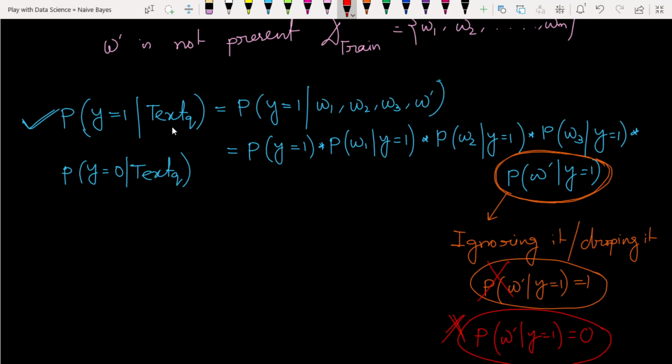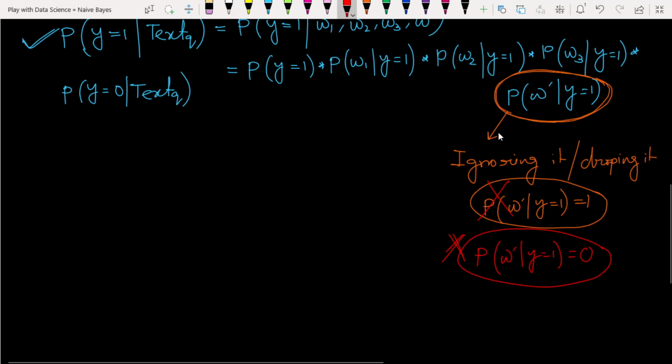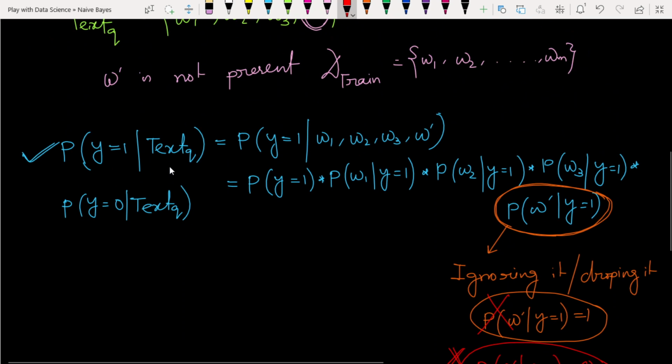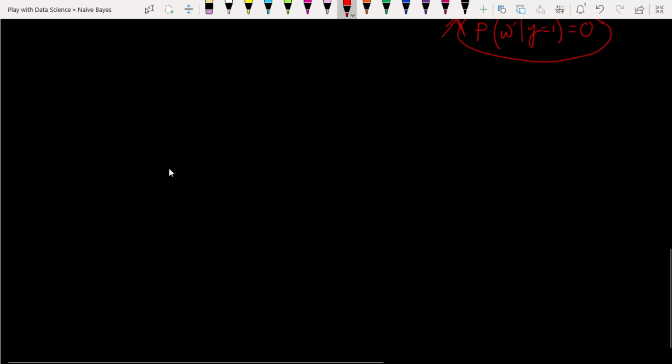So how do we get rid of this situation? This is the main thing. If you just ignore this word, meaning you use probability equal to 1, then you are simply taking that consideration of the probability. And if you take 0, then the whole thing will be 0. That is also not a good thing. So how do we get rid of this problem?